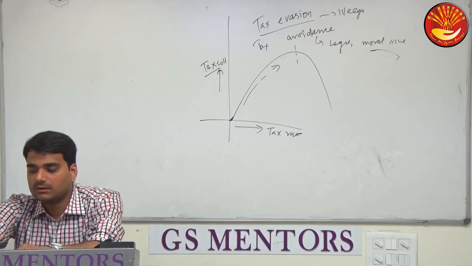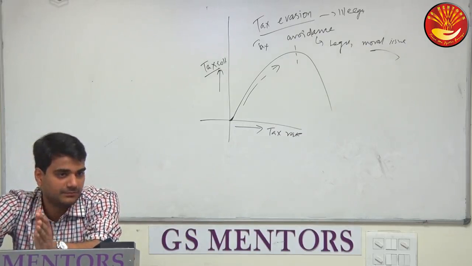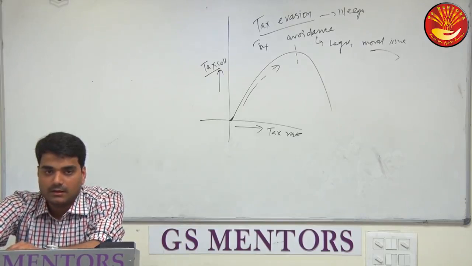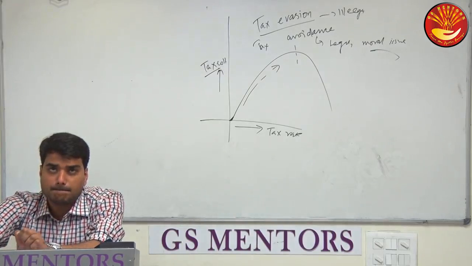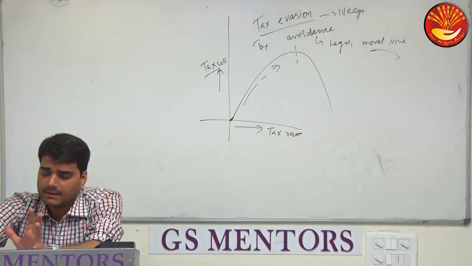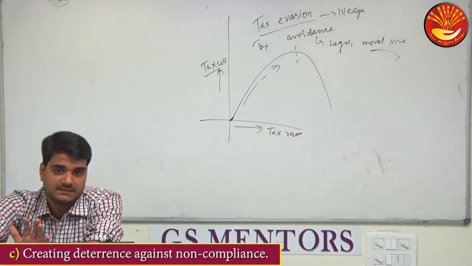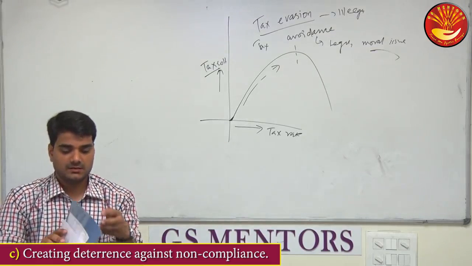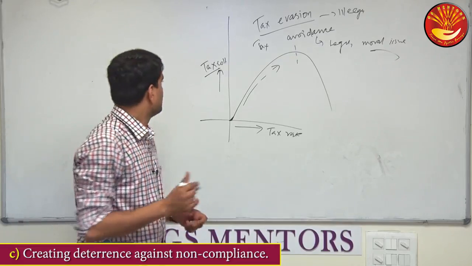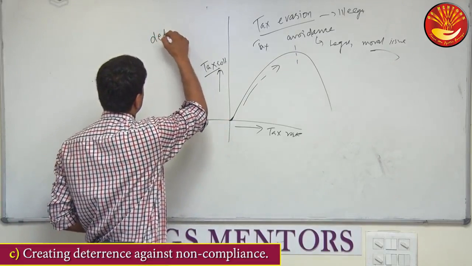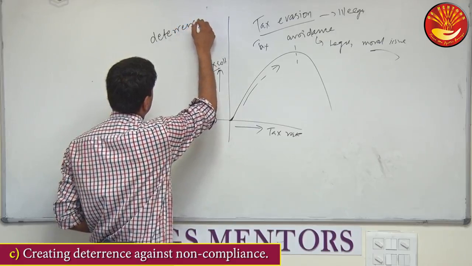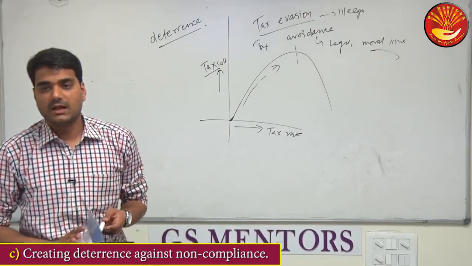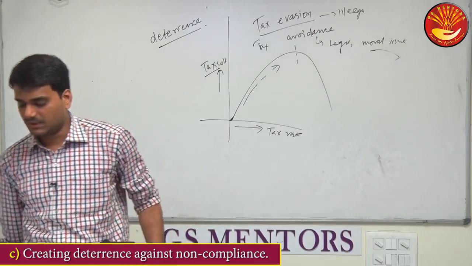Okay, now the next point out of the four pillars we are discussing, the next pillar is creating deterrence against non-compliance. So the first point was increasing the compliance. Here we are talking about creating deterrence against non-compliance.